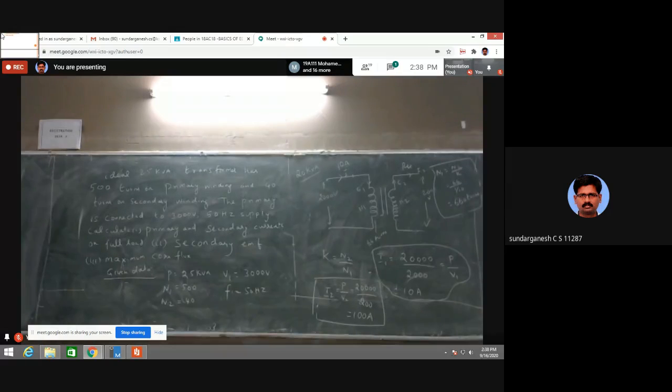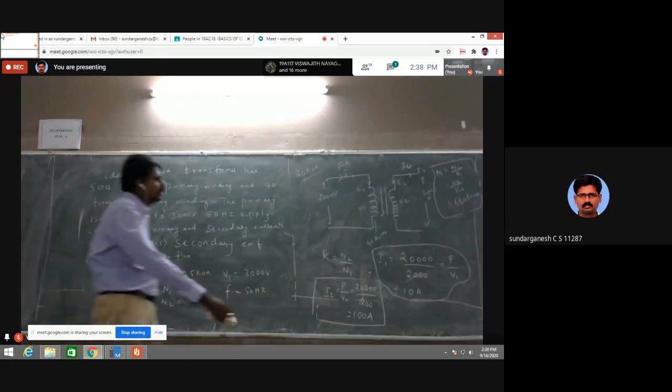From this we have to find the primary current and secondary current. Here they have also given that it is an ideal transformer. Since it is an ideal transformer, there are no losses, so all the 25 kVA will appear in the primary as well as the secondary. We take the same diagram.